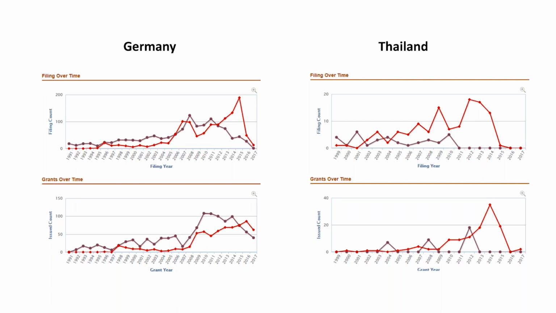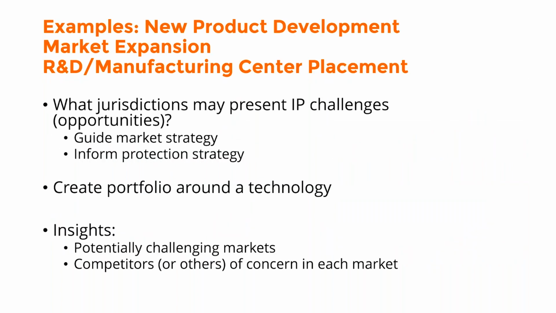All right, let's take a look at another example. In this case, we've got 3 potential high-level examples. We're asking a very similar question, so we're going to group them together. I'm either working on a new product development, or I've got an existing product and I'm moving to a new market. That's the geographic tie. Or I'm even looking to place a manufacturing facility, an R&D center somewhere in the world. And I want to get an idea about which jurisdictions are going to present challenges or maybe more smooth sailing to guide that strategy.